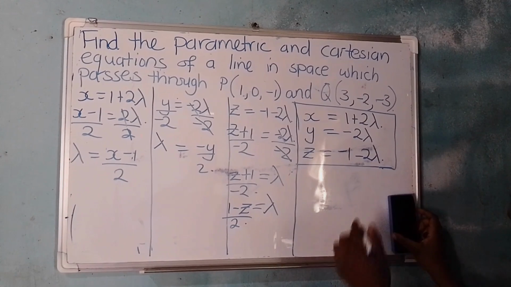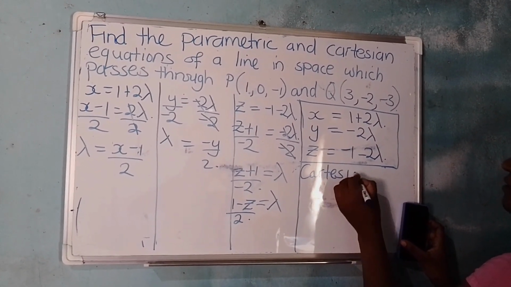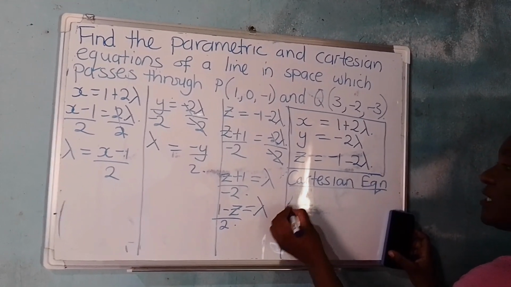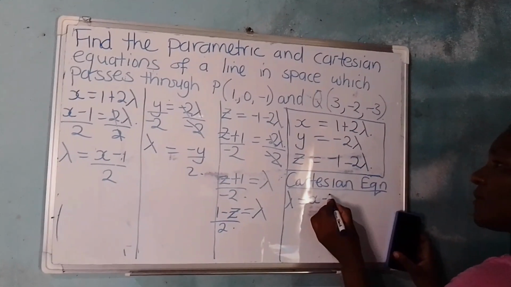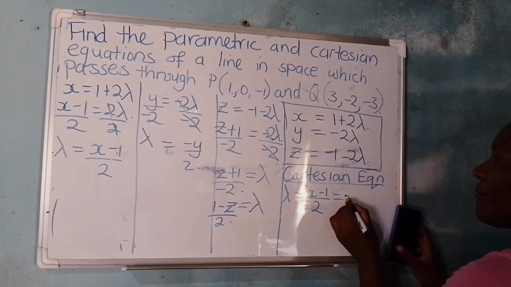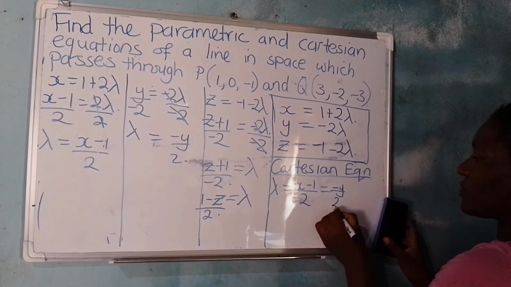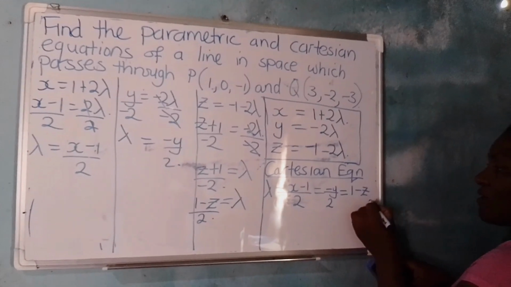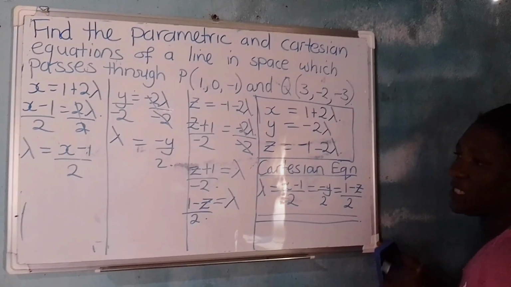So our Cartesian equation is going to be λ equal to (x - 1)/2, which is equal to -y/2, which is equal to (1 - z)/2. That's our Cartesian equation.